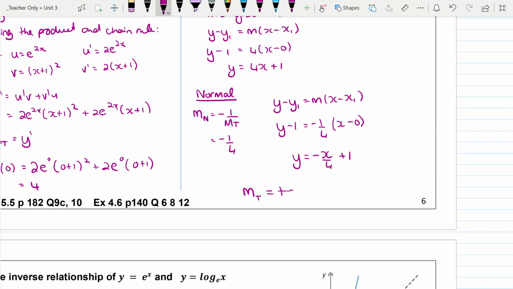Something else I wanted you to remember was that the gradient of my tangent is also equal to tan of theta, and that theta there is the angle that my line makes with the positive x-axis.